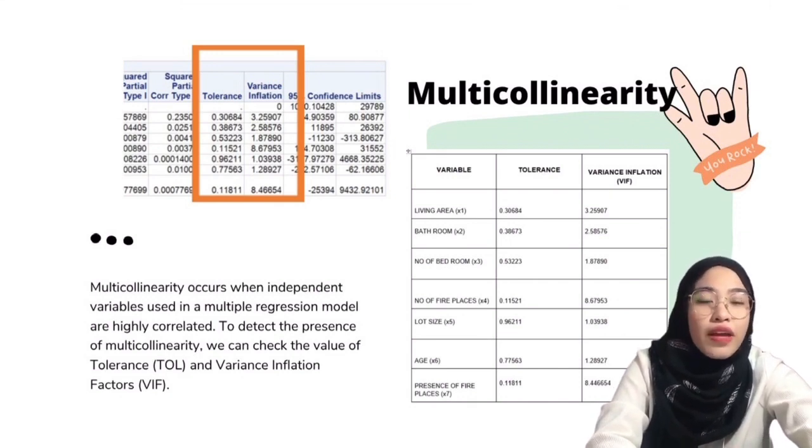However, the tolerance value is less than 0.2 for the number of fireplaces X4 and presence of fireplaces X7. So, it shows the multicollinearity exists. To overcome this problem, we should drop one or more variables for the next analysis.